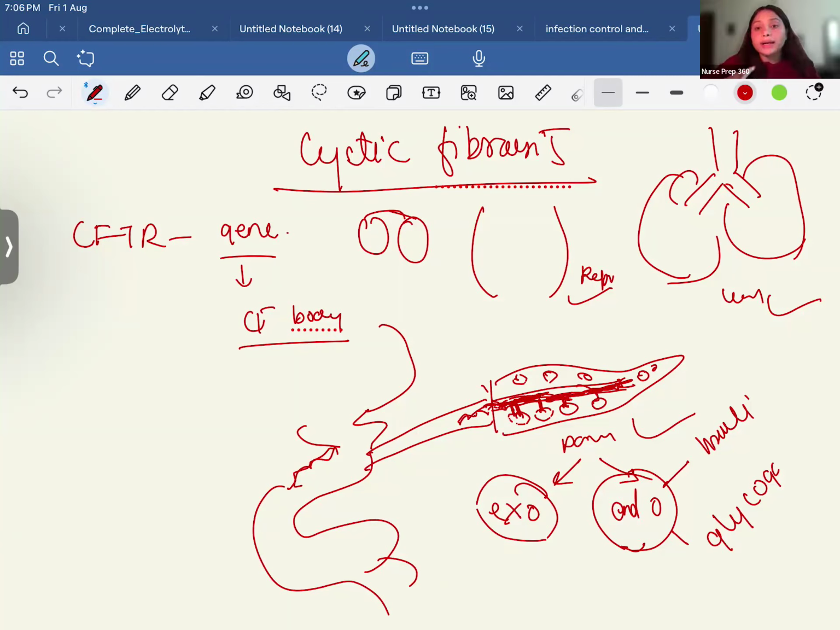What does protease break down? Protein. Very good. What does lipase break down? Fats, lipids. Very good. So understand one thing: in cystic fibrosis, you have very thick secretions in your pancreas. So first of all, fat, protein, and carbohydrates.